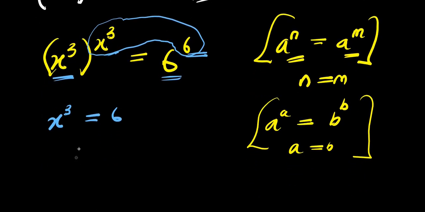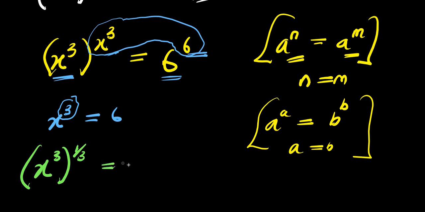And we can solve for x right now by isolating x. This is x power 3. We need to make x to be alone, so we need to eliminate this power 3 here. And we can achieve this by multiplying the exponent by 1 over 3. We have x power 3 raised to the power of 1 over 3.